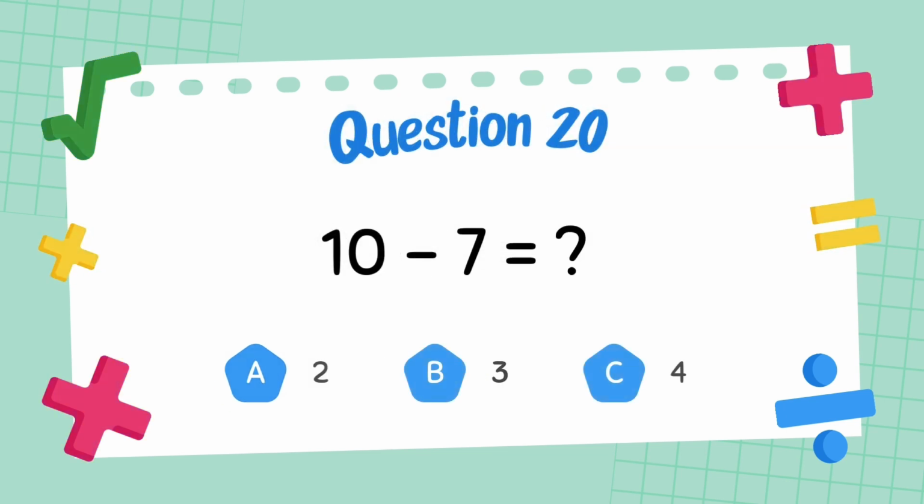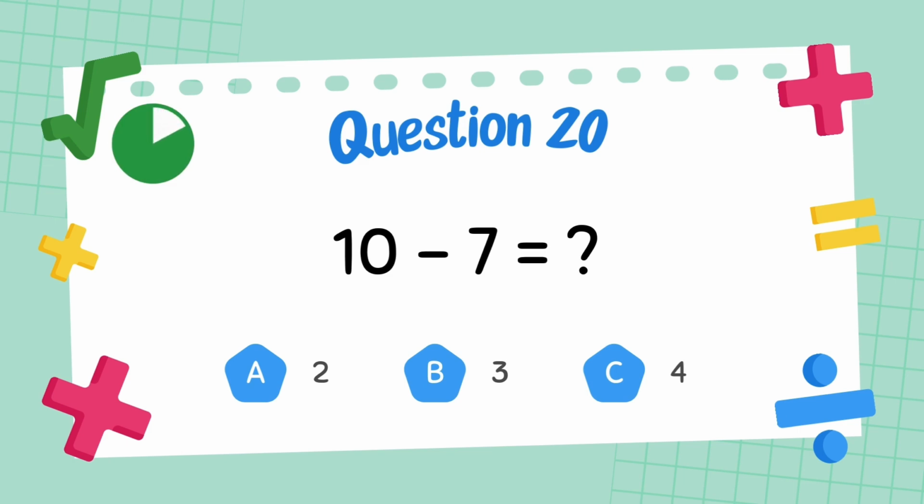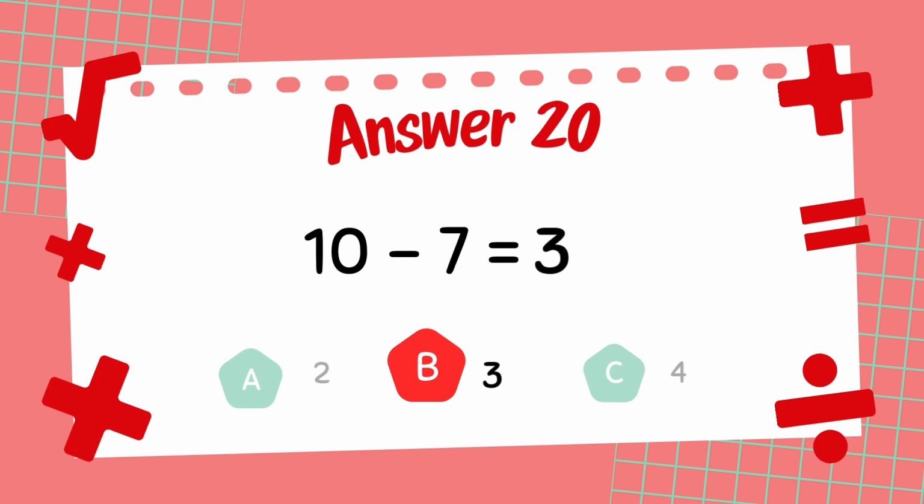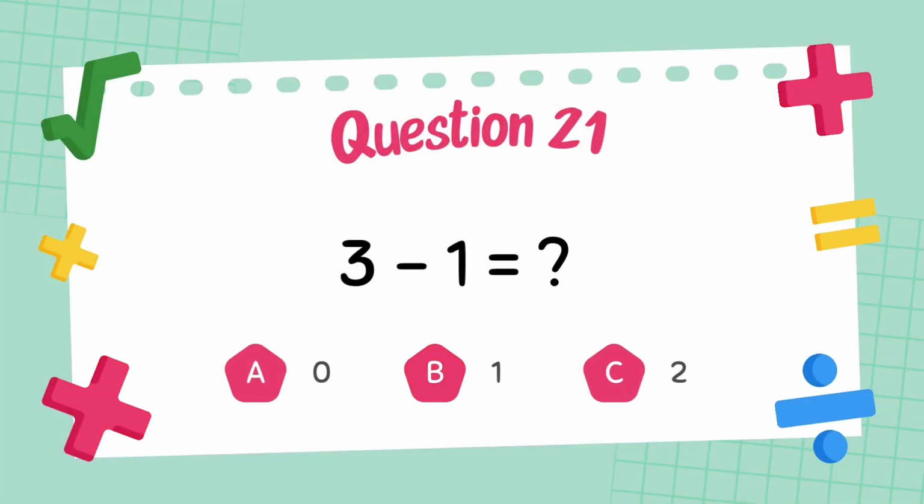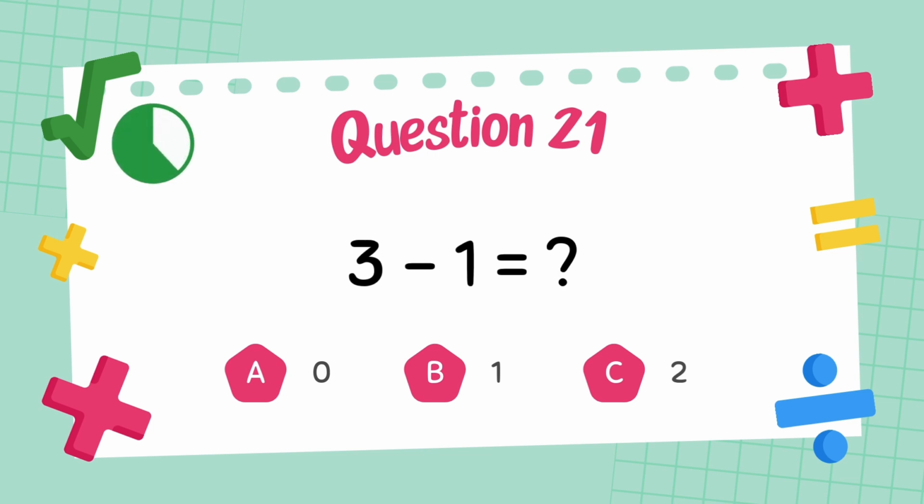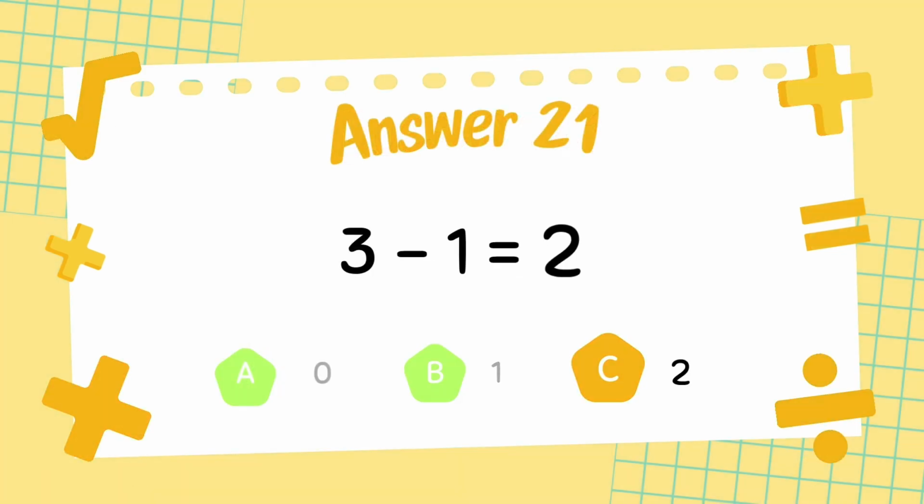What is 10 minus 7? The answer is 3. What is 3 minus 1? The answer is 2.